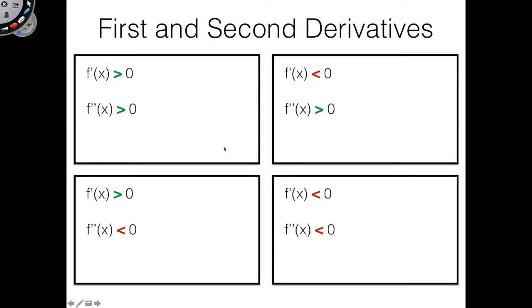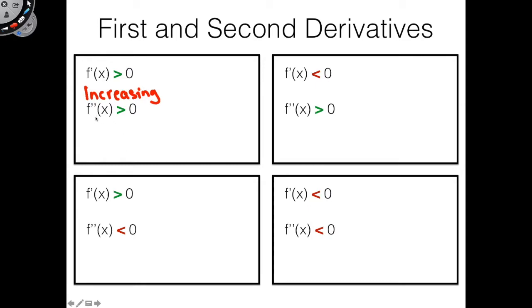So let's talk about what happens in each of these 4 cases. Let's say we have a function y equals f of x, and we have these 4 cases. Let's talk about f prime of x first. So f prime of x is greater than 0. What does this say about the function? Well, that says that it's increasing, right?